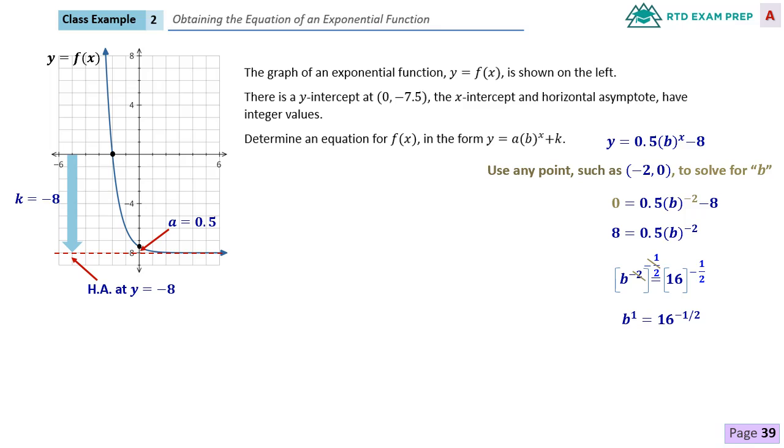On the right side, this leaves us with 16 to the negative 1/2, but that is something we can evaluate either by hand or with a calculator. Because the square root of 16 is 4, and because 4 to the negative 1 would be 1/4, we find that 16 to the negative 1/2 is 1/4.